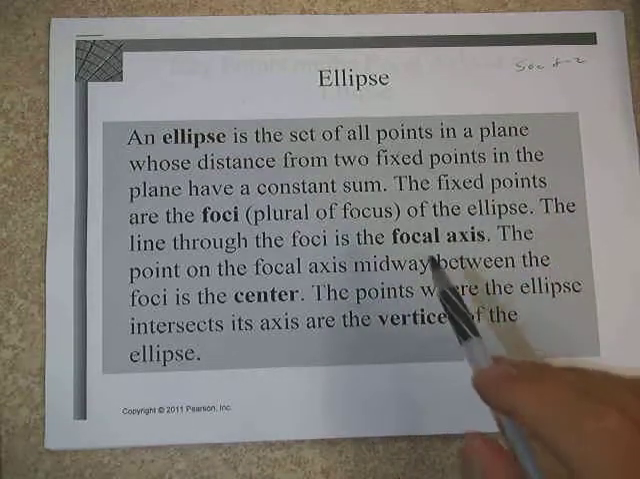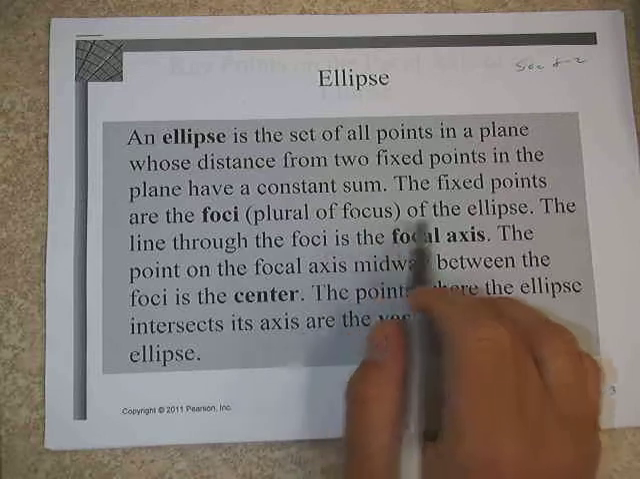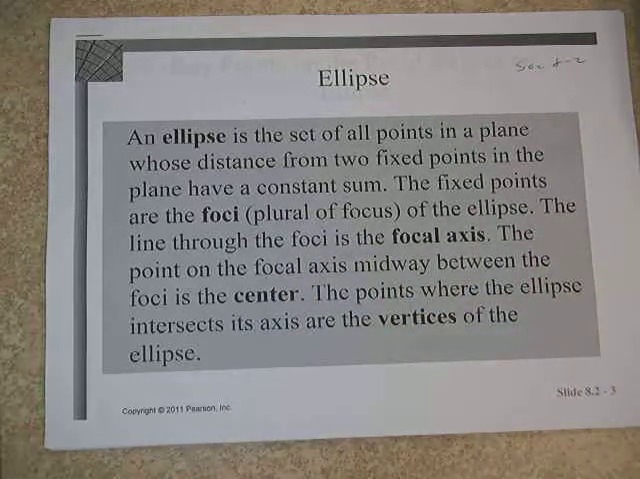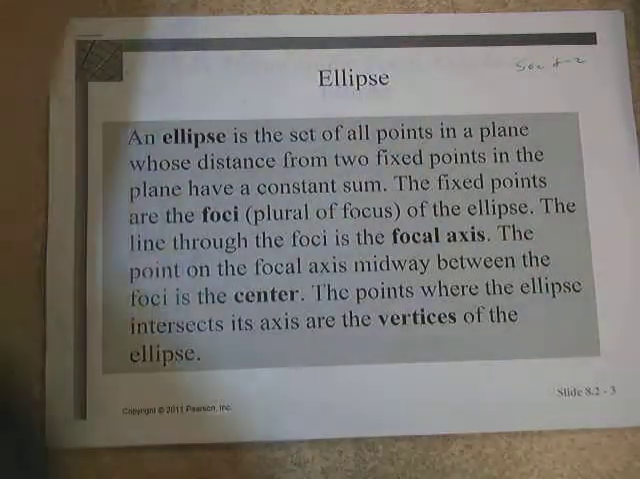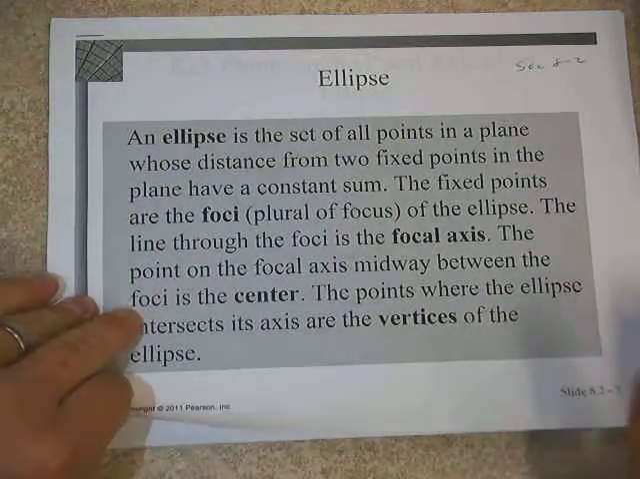These fixed points are called foci. The plural of focus, there are two of them. The line through the foci is the focal axis. The point on the focal axis that's midway between the foci is the center. And the points where the ellipse intersects its axis are the vertices of the ellipse. Those are the words we're going to be using in regards to an ellipse, along with a couple of other things we'll get to in a minute.